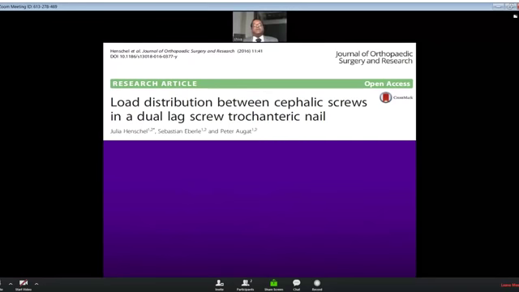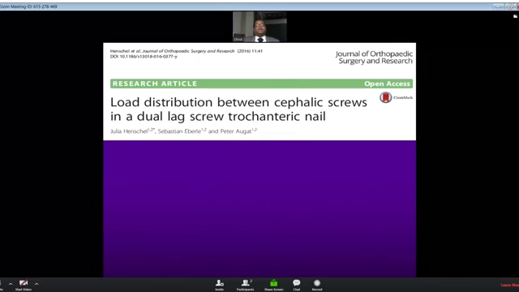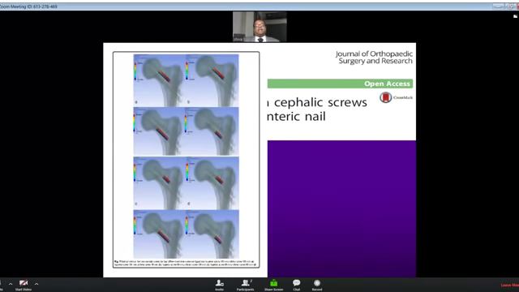This article by Julia, Sebastian and Peter in the Journal of Orthopedic Surgery and Research is about the load distribution between the cephalic screws in a dual lag screw trochanteric nail, that is PFN. They beautifully analyze on a computerized model the load distribution happening in the screws. In the left lower picture, the inferior screw is subchondral and the superior screw is shorter than the inferior screw. That means both of them are taking the load simultaneously at the same horizontal level. That's the first model they tested, and they found that the inferior screw and the superior screw slid smoothly.